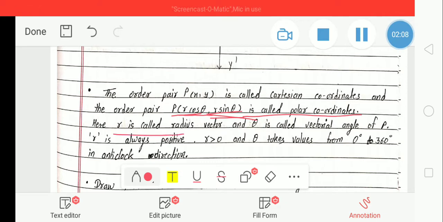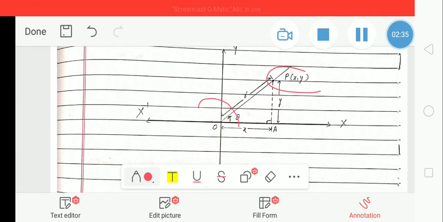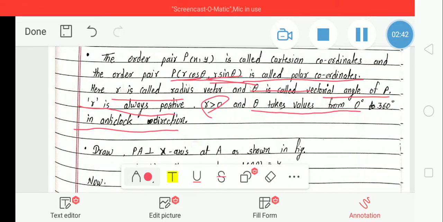Here r is a radius vector, and theta is the vectorial angle of P. r is always positive, meaning r is greater than 0. Theta takes values from 0 degrees to 360 degrees in the anticlockwise direction, in this direction, from 0 up to 360 degrees.